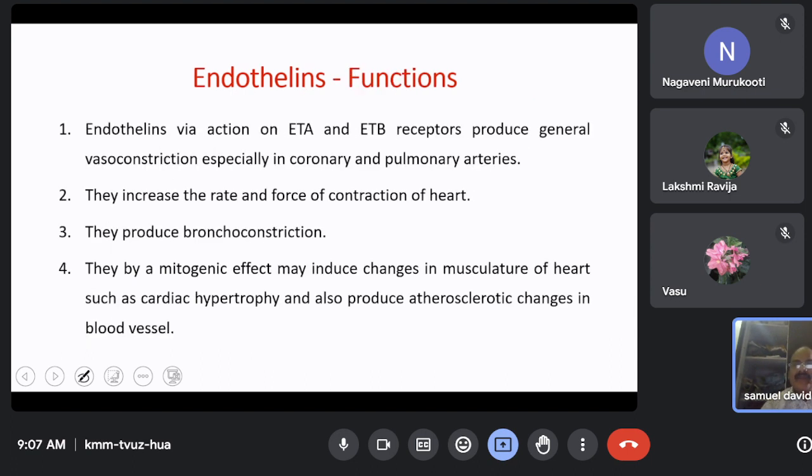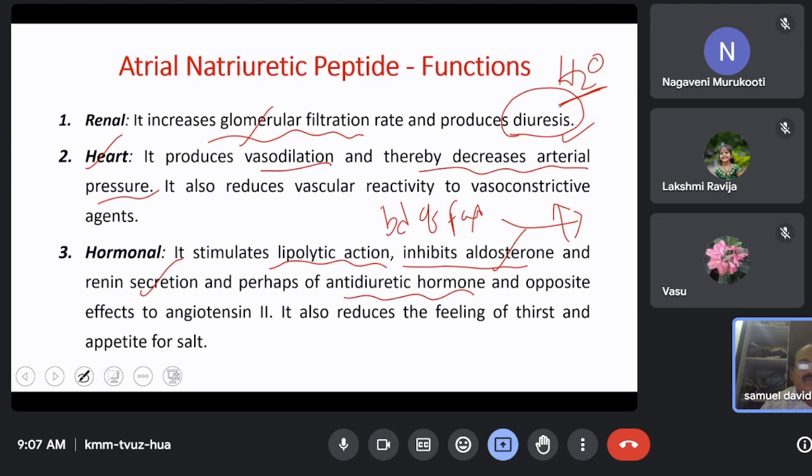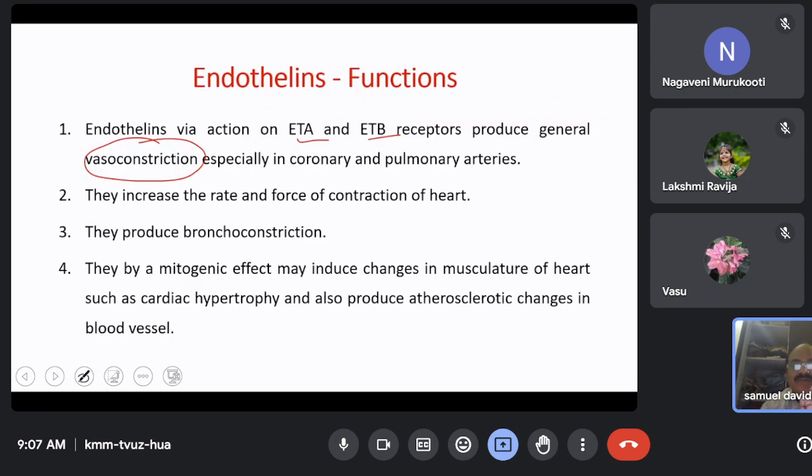Coming to their functions, endothelins through the receptors, endothelin receptor A and endothelin receptor B, ETA and ETB receptors, are responsible for vasoconstriction. That means here atrial natriuretic peptide is responsible for vasodilation, because whenever the blood volume increases, arterial pressure increases. To decrease it, vasodilation takes place. Opposite to this, endothelins are responsible for vasoconstriction. That too mainly in the coronary artery, that is supplying blood to the wall of the heart, and pulmonary artery that supplies blood to the lungs. In these two areas endothelins are responsible for vasoconstriction, so that the blood flow and the rate of the heart increases. Thus, because of vasoconstriction, they increase the rate and force of contraction of the heart.